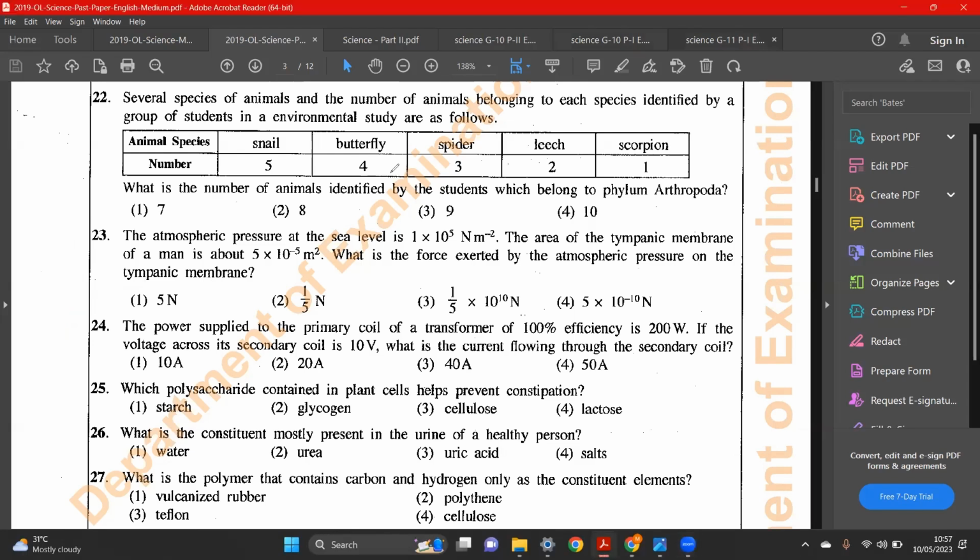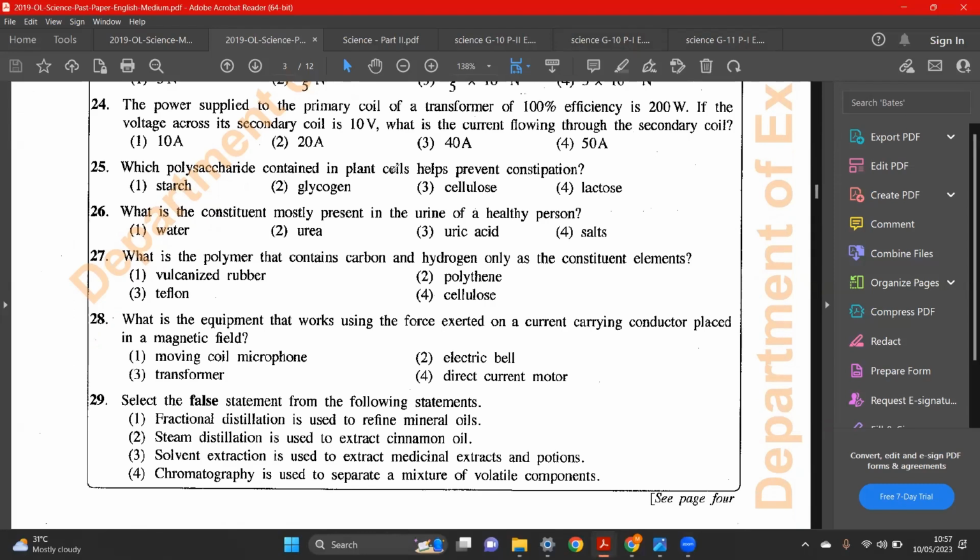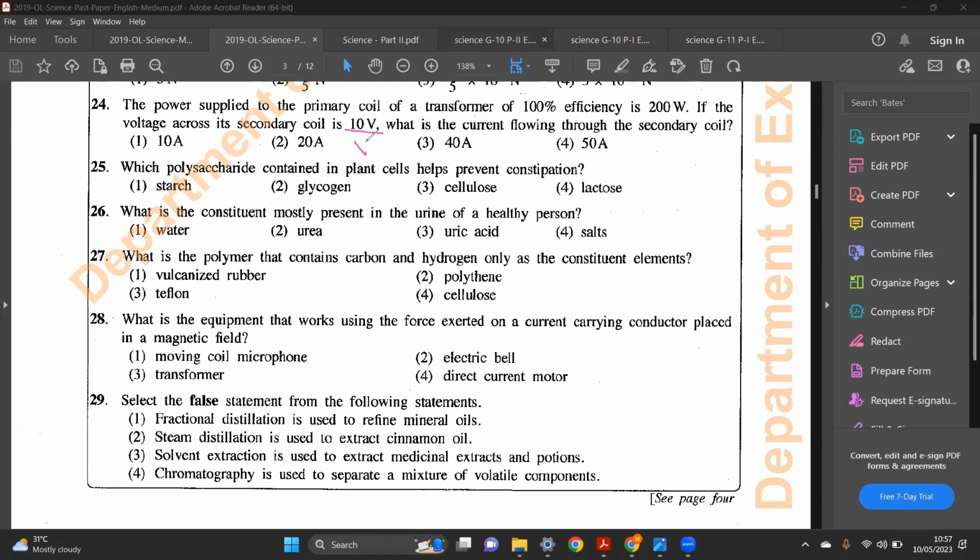Then the power supplied to a primary coil of a transformer of 100% efficiency is 200 watts. So if the voltage across its secondary coil is 10 volts, what is the current flowing through the secondary coil? So they've given you the Vs. They want you to find the Is. They've given you the power in the primary coil. And they've also told you that it's 100% efficiency. That means there's no loss. Whatever comes into the primary is going out into the secondary. So based on this, you need to find out the Is.